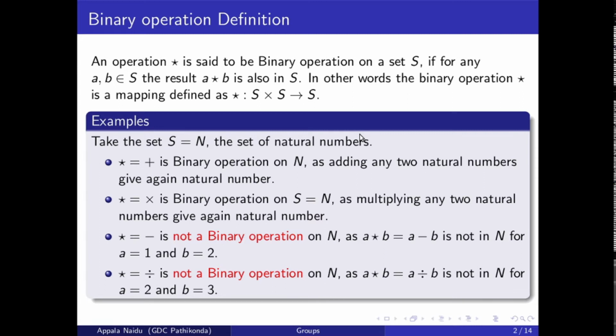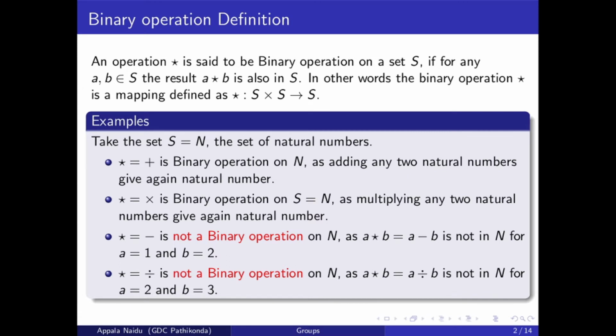Now let us see the definition of binary operation. An operation star is said to be a binary operation on a non-empty set S if for any a, b in S the result a star b is also in S. In other words, the binary operation star is a mapping defined on S, that is, from S cross S to S. So the meaning of this is that if you take any two elements in a non-empty set S, the result obtained from a star b should also be in S.